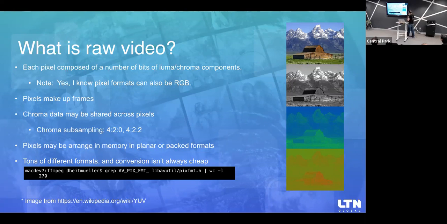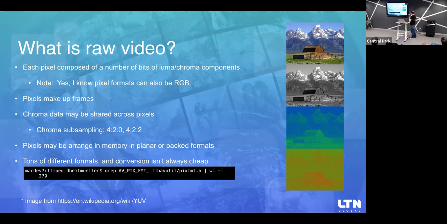But the big thing to bear in mind is that typically these pixels can be arranged in a packed format, where the luma and the chroma samples are adjacent to each other, or they can be in planar format, where you have all the luma and then all the chroma. And these are things that aid in compression, that aid in the way that you get lower bit rates.